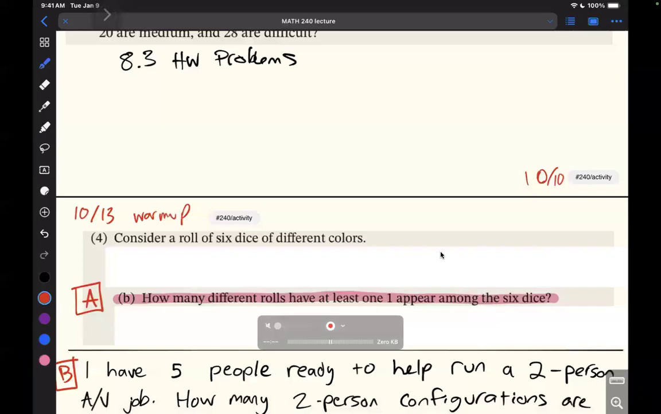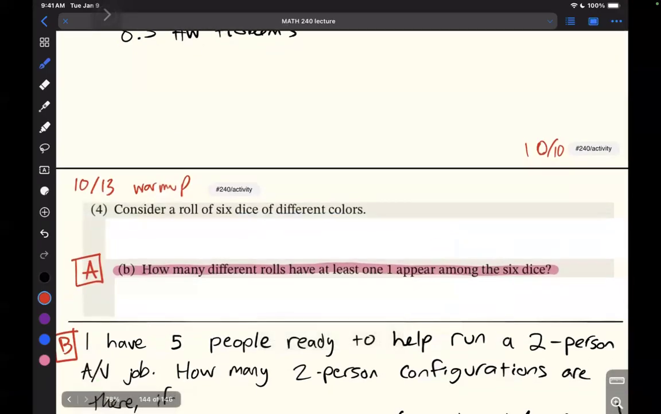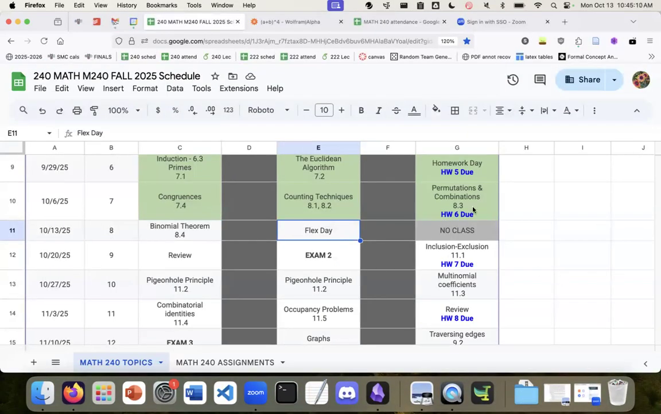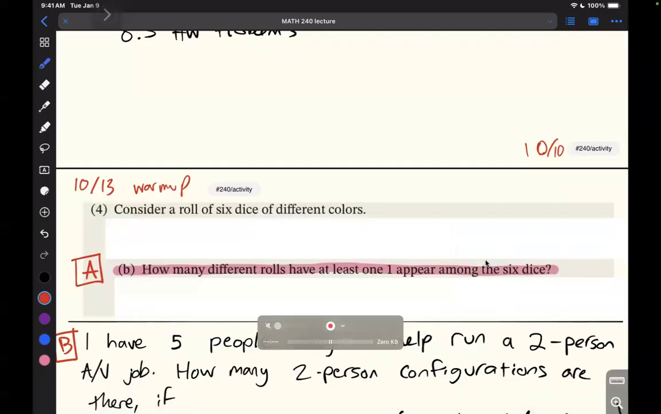All right. More than one homework. So I took homework 6, and then homework 7 will be due the class day after the exam. Okay.